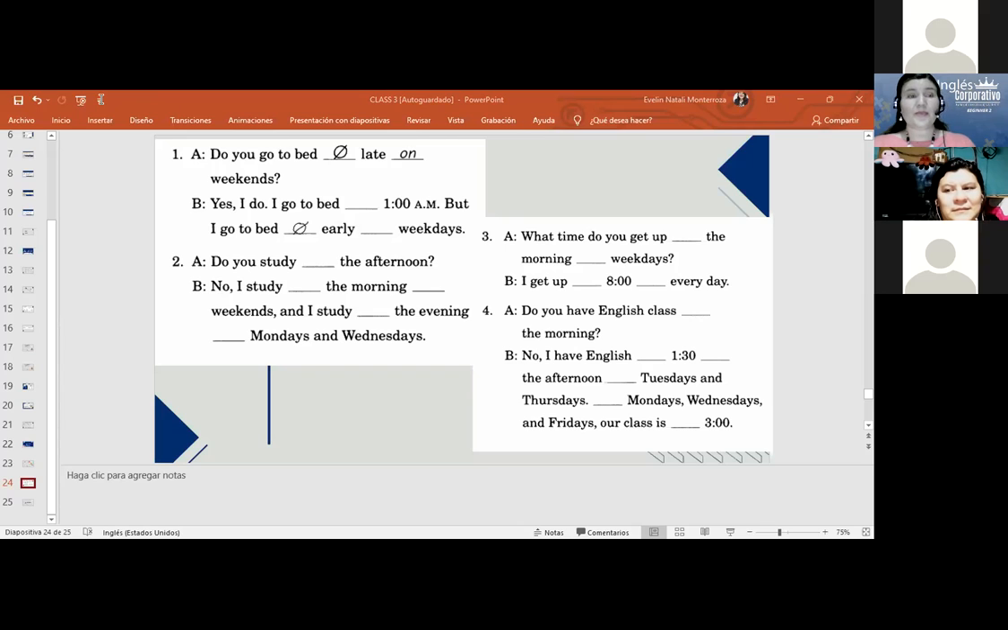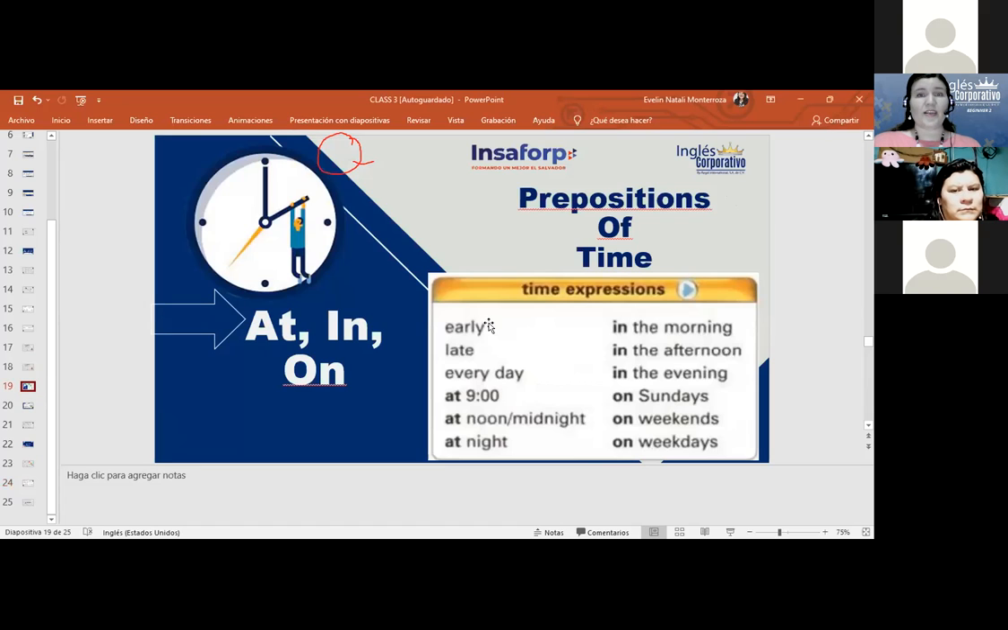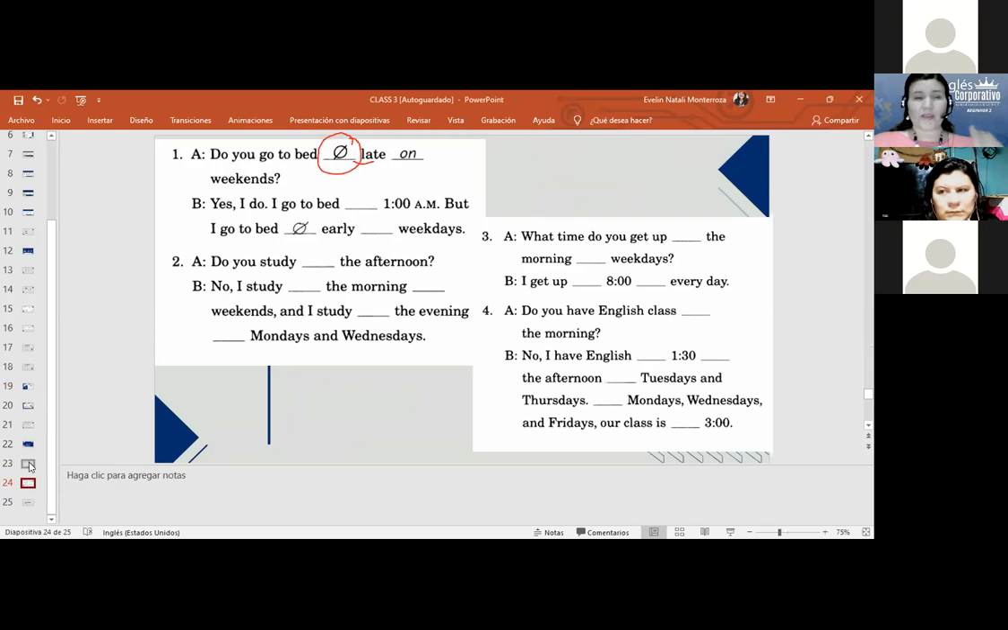Teacher? Yes, Maximo. Do you go to bed at late? Okay, good thing. If we have this mark here, it's because we don't need a preposition. Do you go to bed late? Late doesn't take a preposition before it. In the image we saw at the beginning, early, late, and every day don't use one. But it's a very good observation. I really like it, okay? Good. The next one.